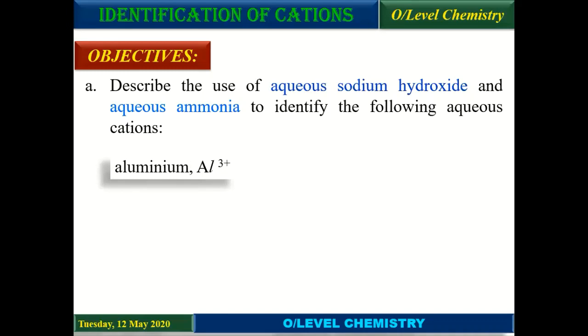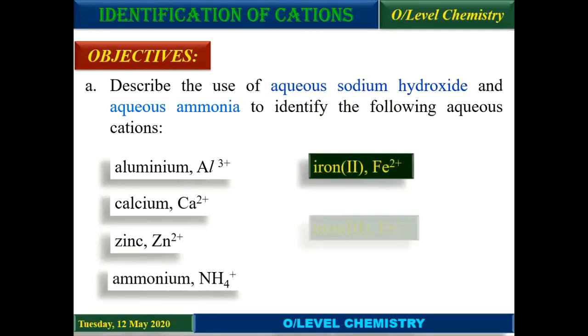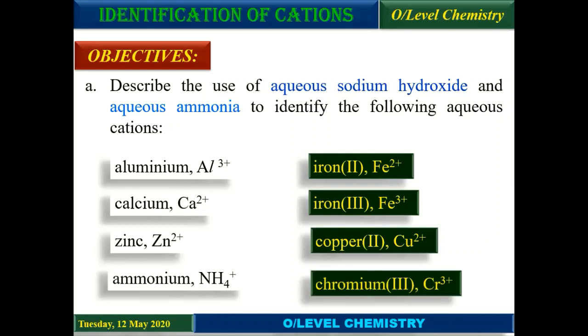These include aluminium ion, calcium ion, zinc ion, ammonium ion, iron 2 ion, iron 3 ion, copper 2 ion, and chromium 3 ions. Aluminium to ammonium, these are the ions which usually give colorless transparent solution. And iron to chromium, these are the ions which usually give colored solution.